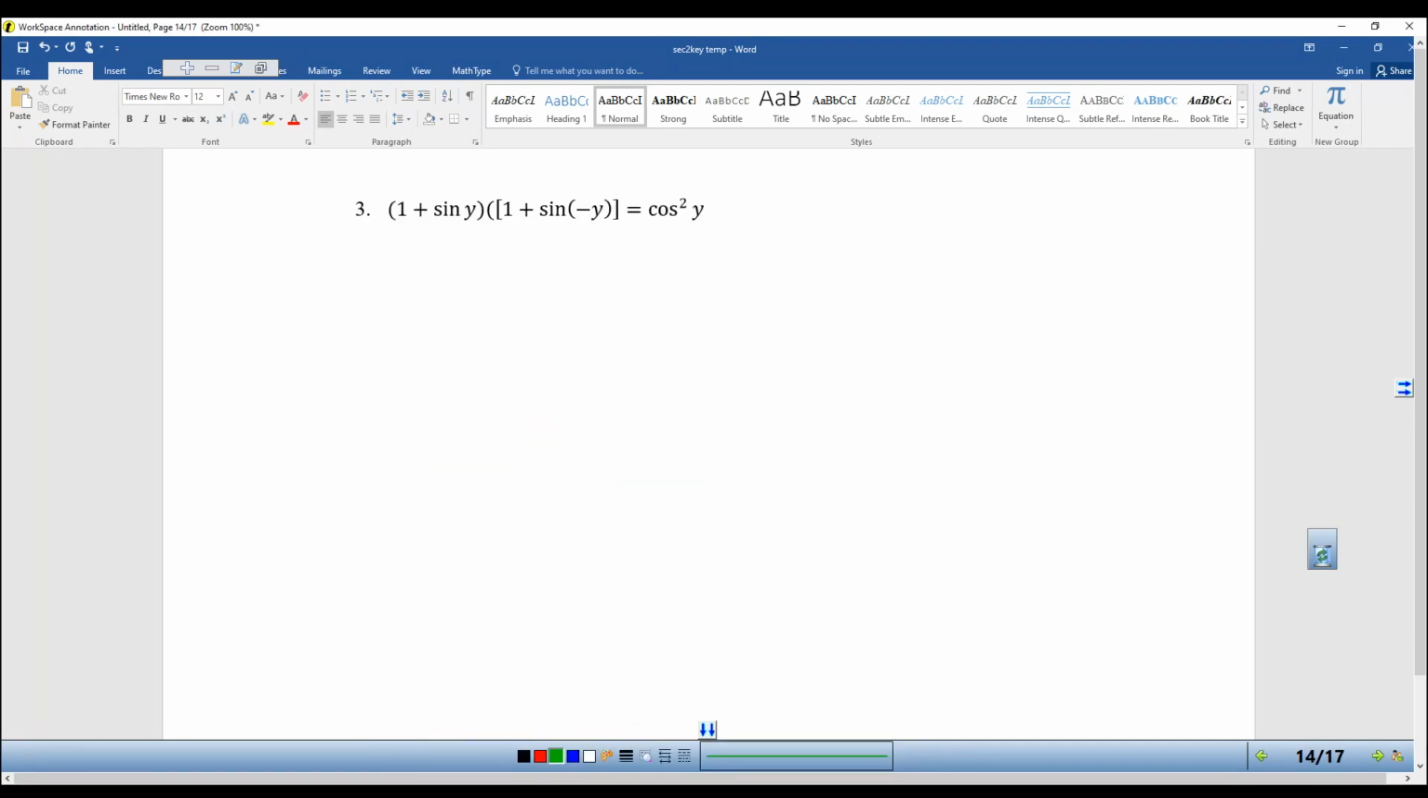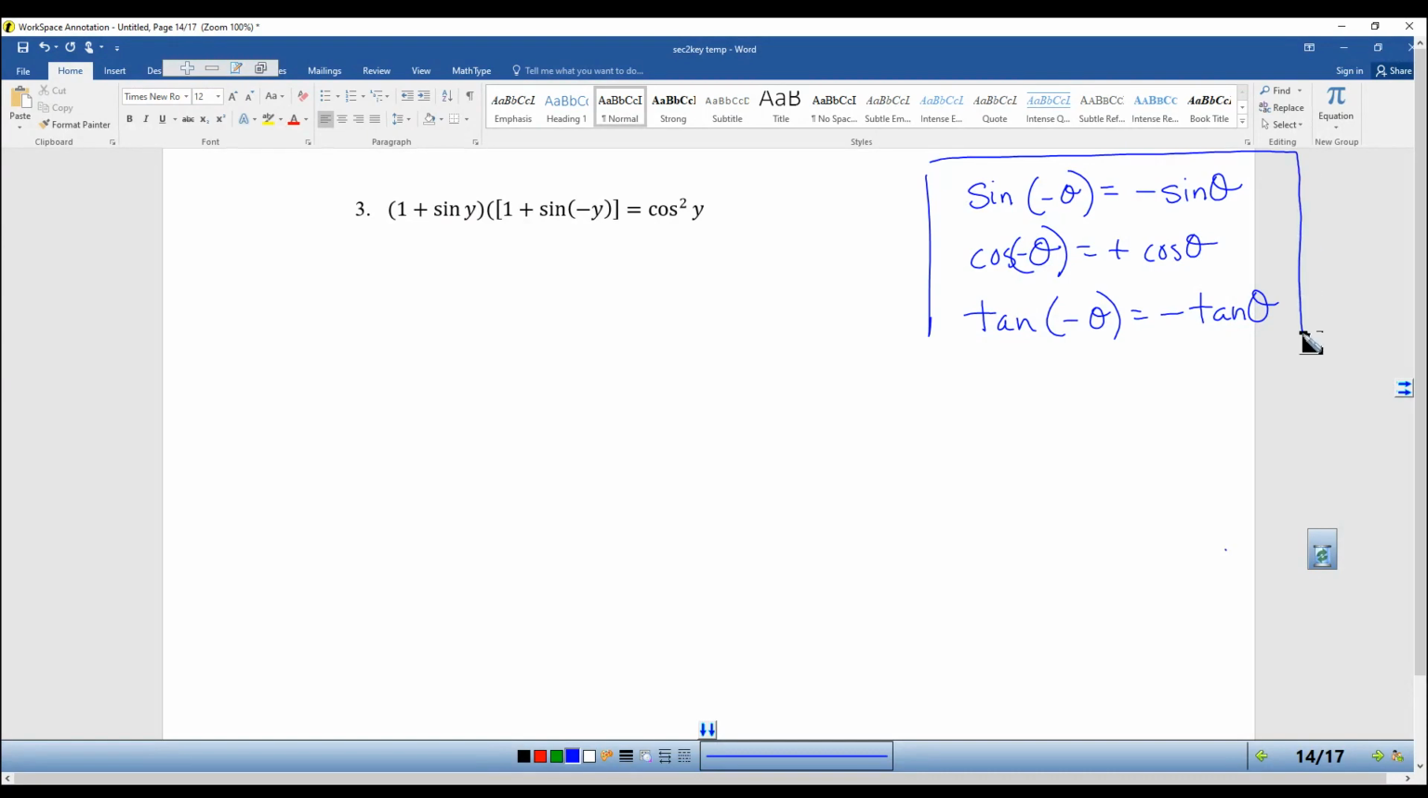Number 3. So this uses a little used identity that I want to make sure I review. Sine of negative theta is the same as negative sine theta. Cosine of negative theta is positive cosine theta. And tangent of negative theta is negative tangent theta. So if you forgot those, they do come up. Unfortunately, not that frequently, so people don't have them memorized. But honestly, you shouldn't really need to have them memorized. Remember the reason for it, and it'll be easy.